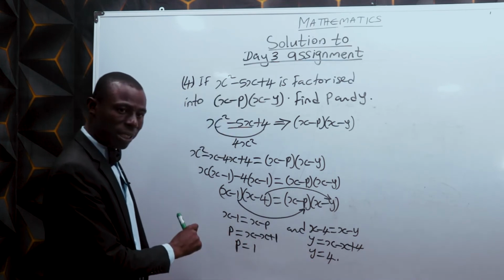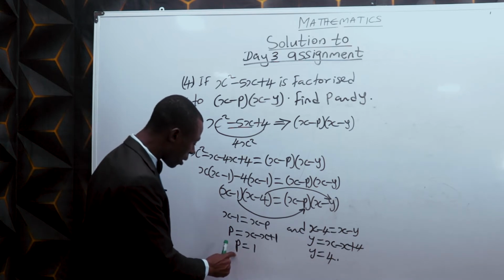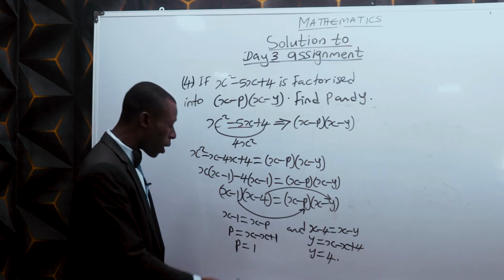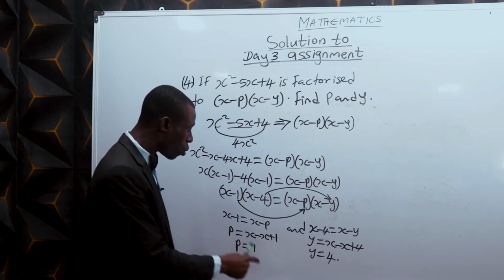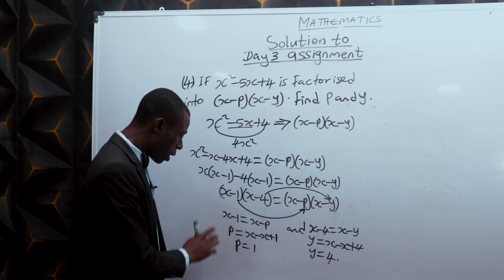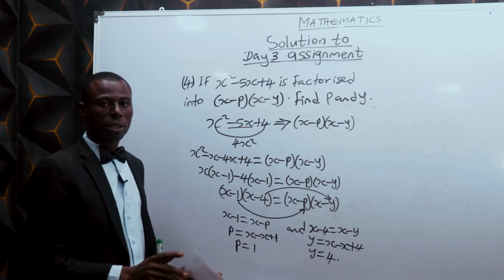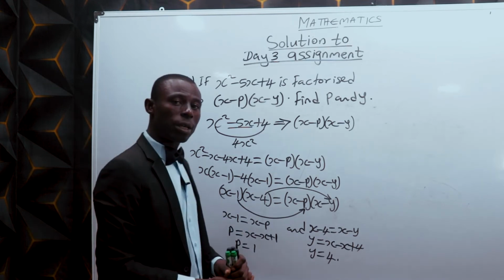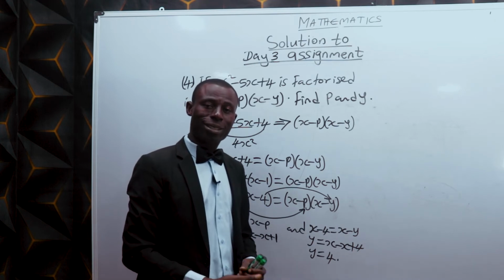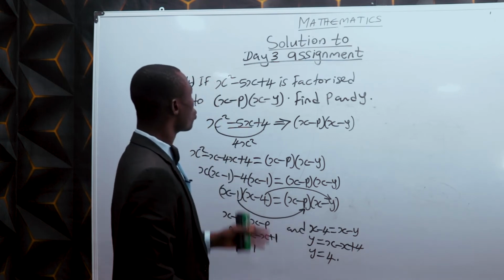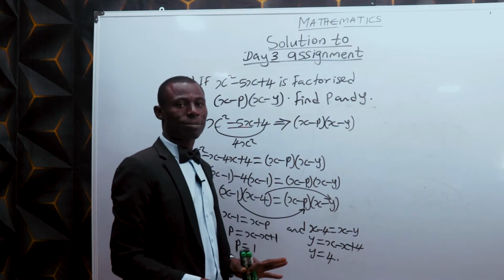But note something on this kind of question. P could also be 4, but if p is equal to 4, y will be equal to 1. If y is equal to 1, p will be equal to 4. That is it. Take note of that. I want to believe all of you got it. So we can now move on to today's work.